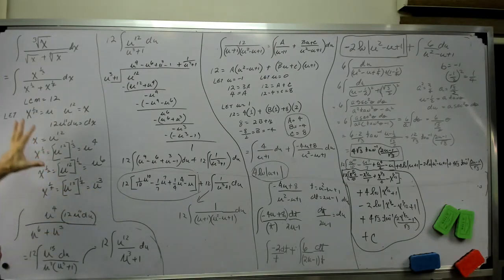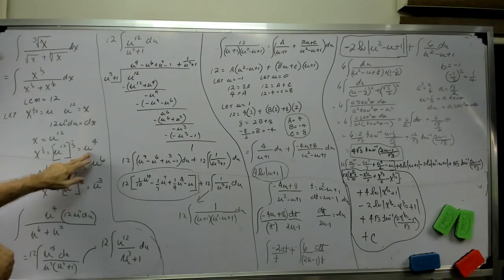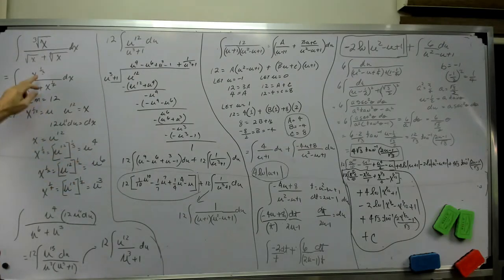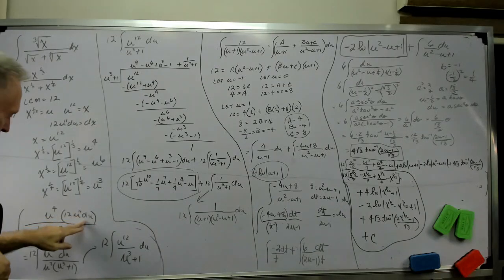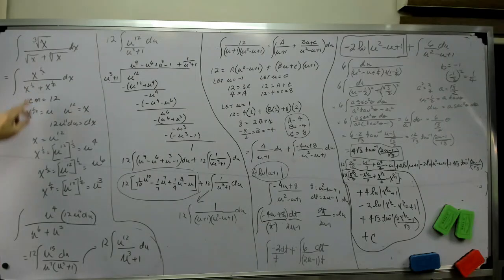So now, if I take that u information and plug it all in here, x to the 1/3 is u to the 4th, and then dx was 12u to the 11th du, and then the square root of x was u to the 6th plus x to the 1/4, which is u cubed.